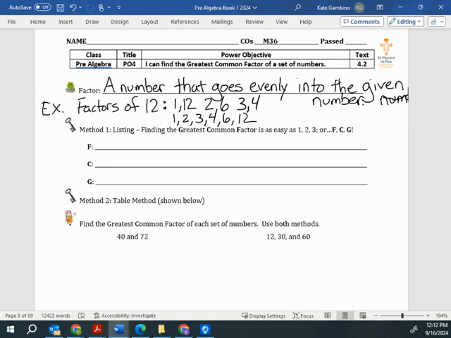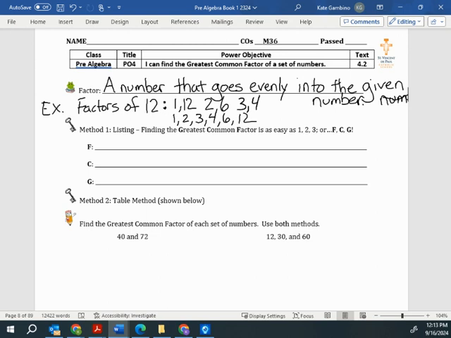So to find the greatest common factor of a set of numbers, we have a couple of different methods we're going to use. Okay, I'm going to teach you the different methods, and then you're going to decide which one works best for you. Because all of our brains work differently. What works really well for me, and my mind automatically jumps to, might not be what your mind jumps to, and that's okay, as long as we get the same answer in the end. So the first one is the listing method. So the listing method, providing the greatest common factor is as easy as 1, 2, 3, or FCG.